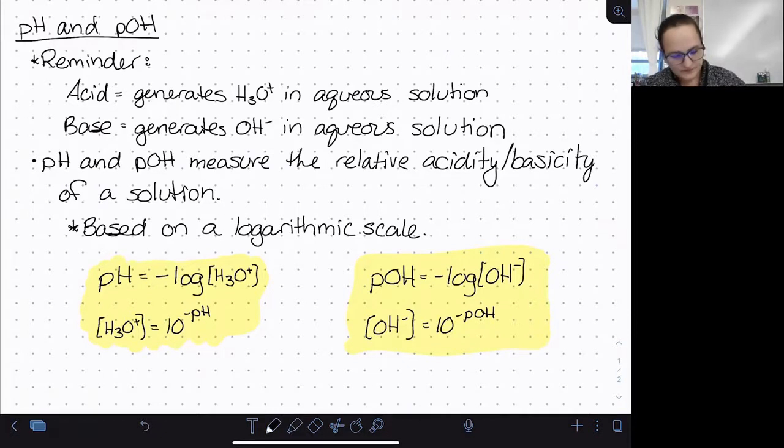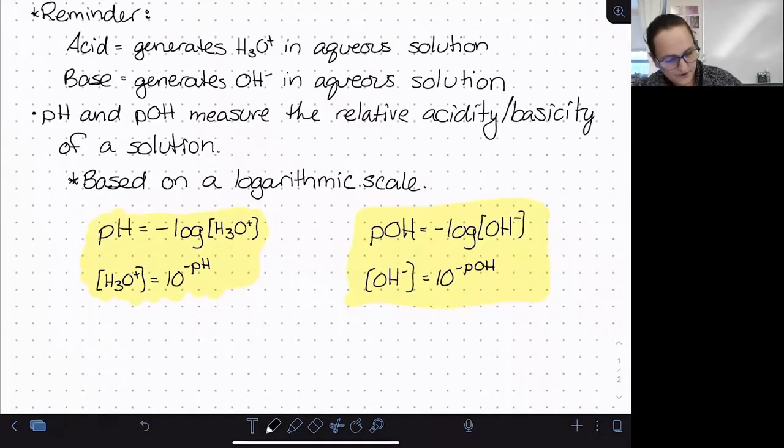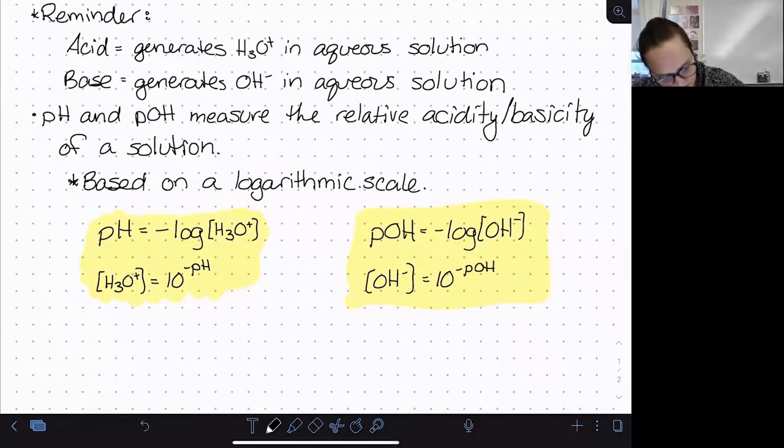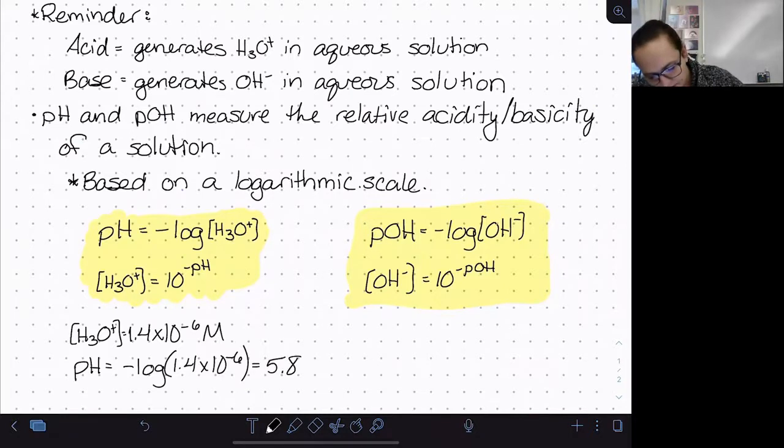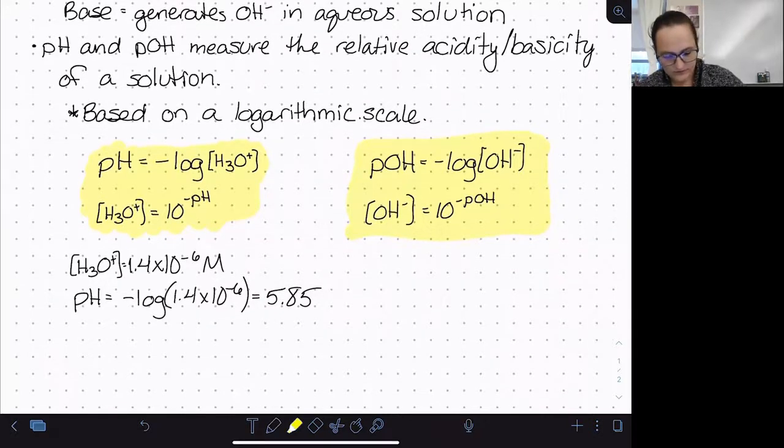So let's try a few practice problems. If we have a hydronium ion concentration of 1.4 times 10 to the minus 6th molar, and we want to find the pH, that would be the negative log of that concentration of 1.4 times 10 to the minus 6th, which would be a pH of 5.85.